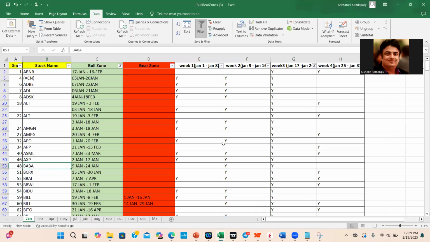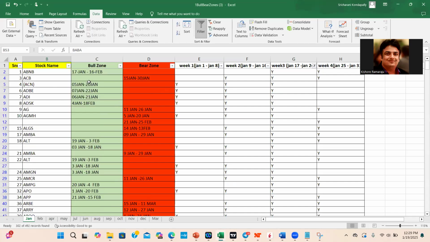Yeah, right, it is not only for bull, right? Let us take some example where, for example, ACB, right? It is telling it is a bear zone from 15th to 30th January. It is telling there can be a bigger drop.